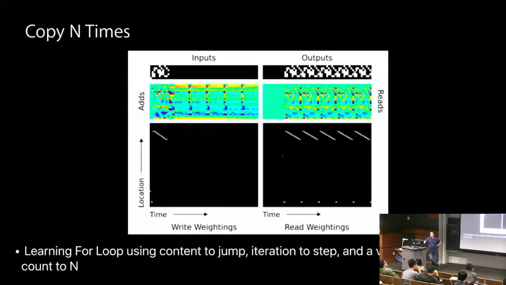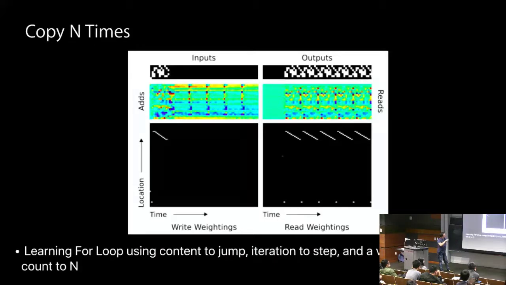They could also do things like copy n times. If these are my inputs, I need to copy these inputs n times. So essentially, they store it into the memory, and then at the output, you start with this content, you read it, again you read it, and so forth. They showed a bunch of examples where they can learn things like differentiable for loops. They've learned things like iteration to step, variable count to n, and so forth.